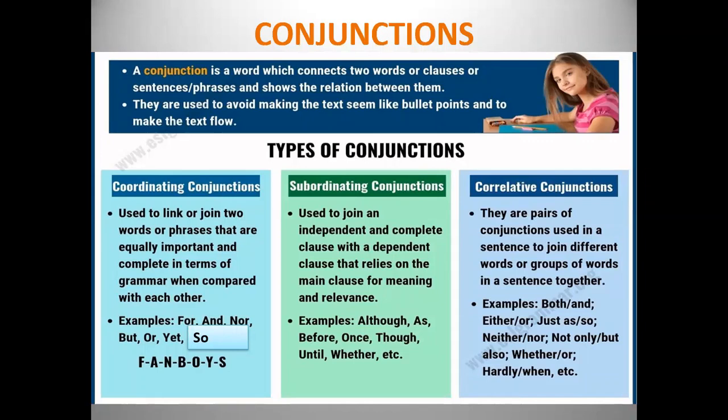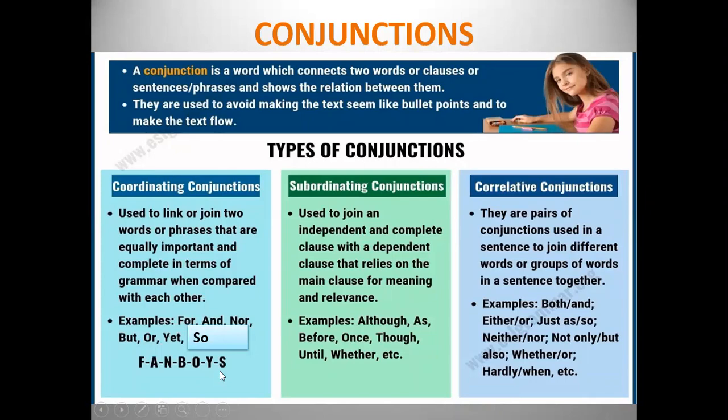So first we'll talk about coordinating conjunctions. Coordinating conjunctions are used to link or join two words or phrases that are equally important and complete in terms of grammar when they are compared with each other. Now, you can see this word given here, FANBOYS, and this is only to remember all the 7 types of coordinating conjunctions. F for, A and, N nor, B but, O or, Y yet, and S so.